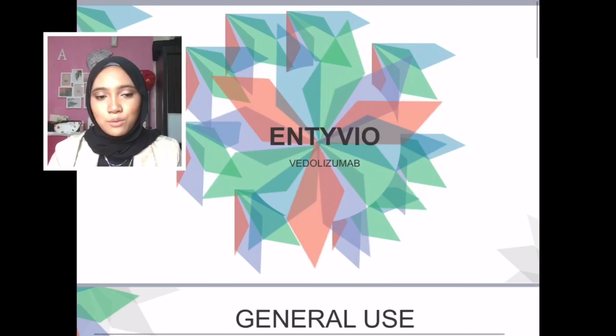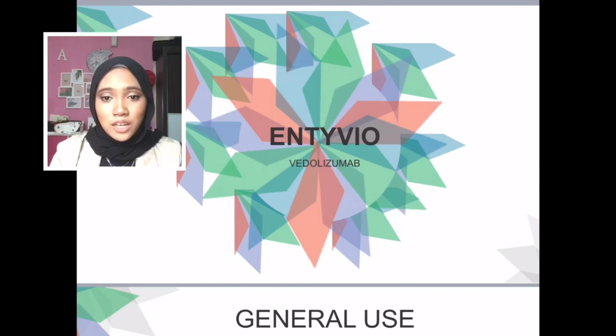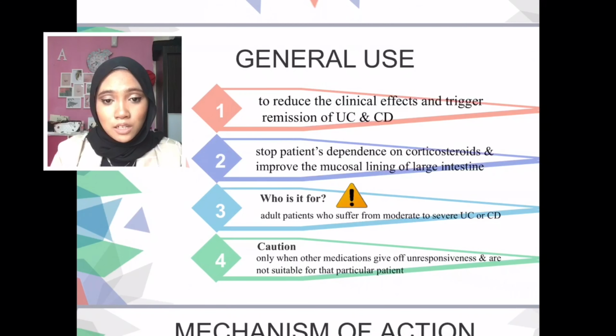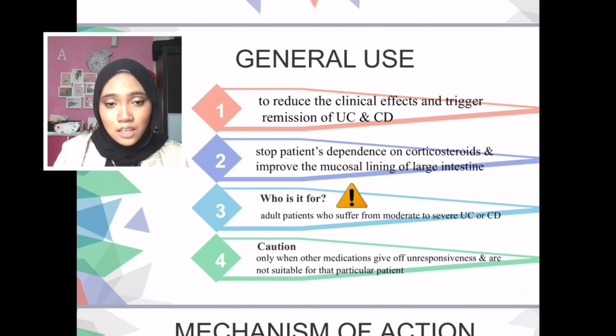A very good day everyone, my name is AMIRAH and I'll be explaining about vedolizumab, or its trade name known as Entyvio. Basically, Entyvio is an immunosuppressant medicine prescribed for adult patients who suffer from IBD, inflammatory bowel disease, which consists of Crohn's disease and also ulcerative colitis. However, this prescription is only applicable if other medications do not work well with the patient. It is indicated to reduce the clinical effects and trigger remission of IBD. In addition, it aids patients to stop depending on corticosteroids.